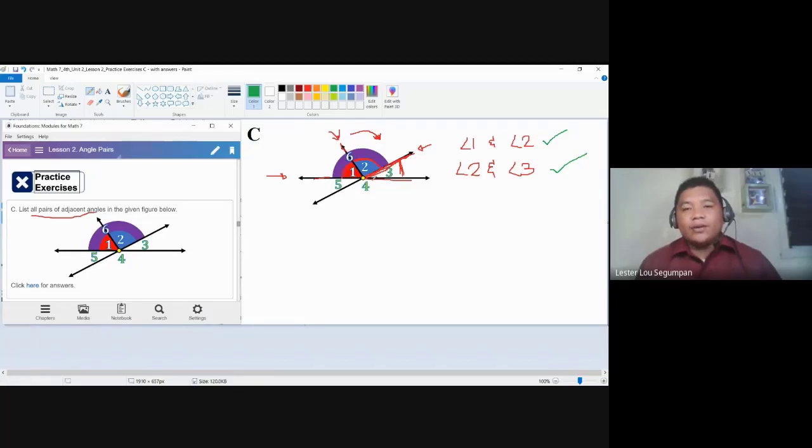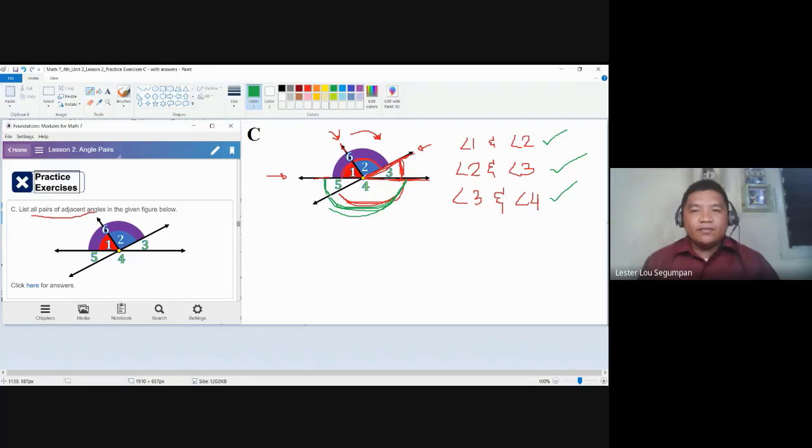Continuing the counterclockwise movement, we could also say that angle 3 and angle 4 are adjacent angles. They share the same vertex. This side is a side of angle 3 as well as angle 4, and they do not overlap nor contain one another. Definitely, it's another pair of adjacent angles. This is also true with angle 5 and angle 4. Angle 4 is here. It doesn't overlap angle 5, nor does angle 5 overlap angle 4.